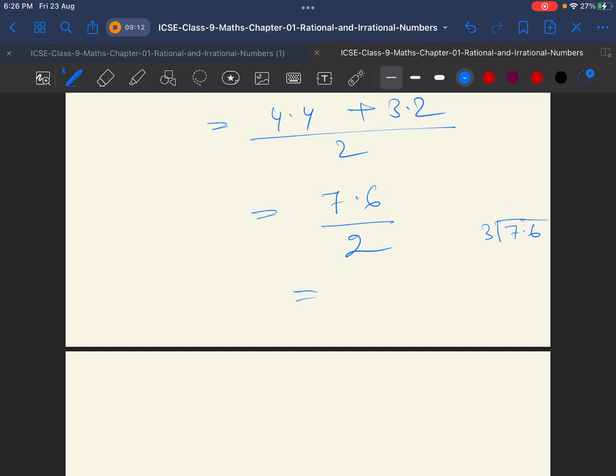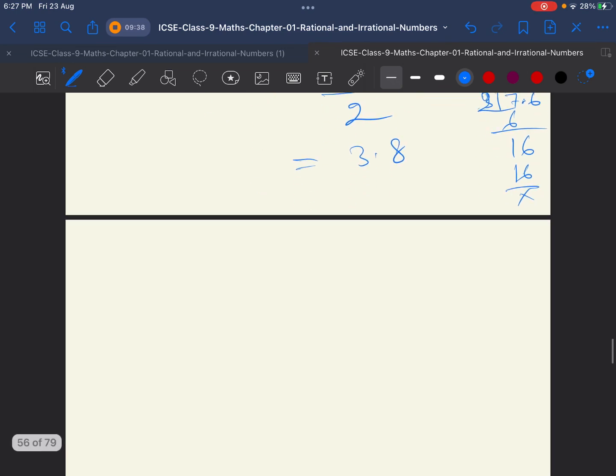Okay, so 7.6 divided by 2 is 3 2s are 6. Now point in the quotient, so this is 1, sorry this is 2 not 3, 3 2 3s are 6, so 2 8 is 16, so 3.8.